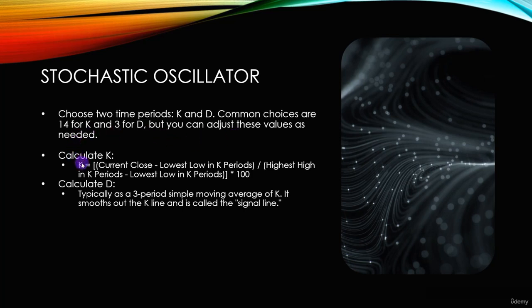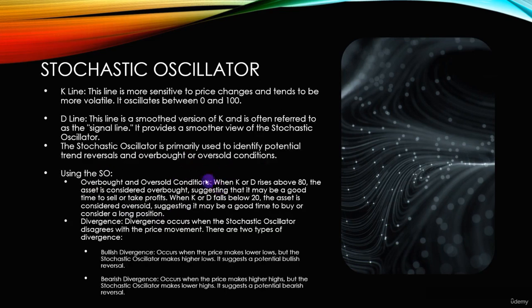Then we can calculate the K value: the current close minus the lowest low in the K periods, in the previous K candles, let's say, divided by the highest high in the K periods, or the K candles, minus the lowest low in this K period. So all of it times 100. Then we compute D as well. Typically, it's a 3-period simple moving average of K. So it's a smoothed value of K. It smooths out the K line and is called the signal line.